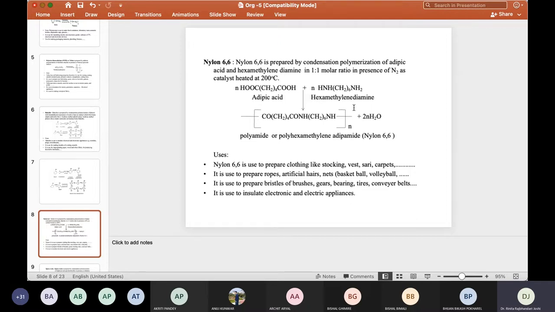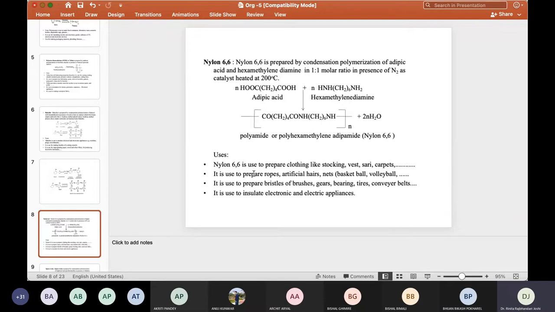and form one molecule of water, and then the other combines. In the second step, this OH of adipic acid and the hydrogen of this amine combine and form 2 H2O, and then the amide is formed, that is a polyamide. Here is also the linkage, here is also the linkage, so this is your nylon 66. Now the uses.